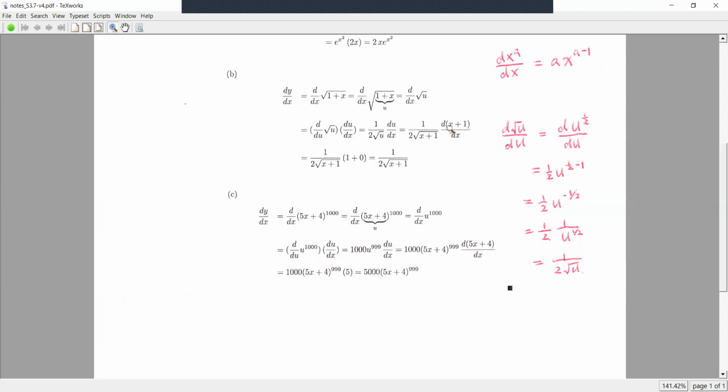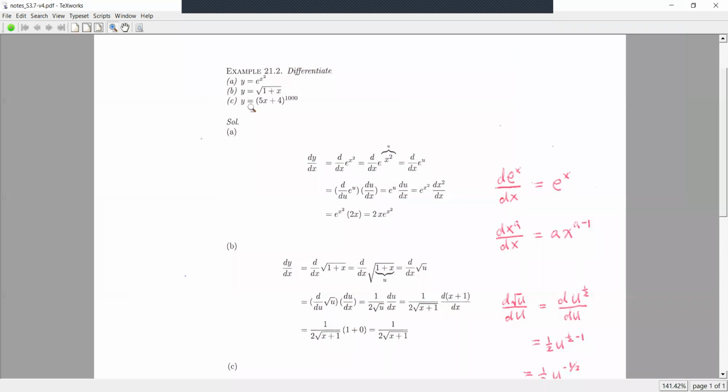The derivative of x plus 1 with respect to x is 1 plus 0. The derivative of x is 1. The derivative of 1 is 0. So I have this equation. Simplify this expression a little bit, then this is the answer to part B.